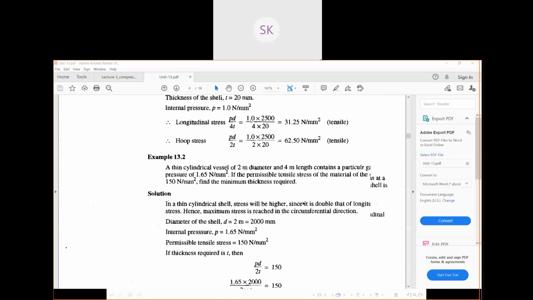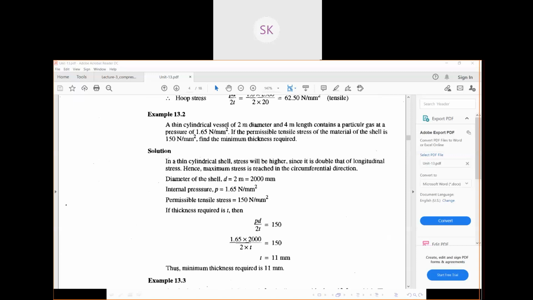Now see this one. They've asked: a thin cylinder vessel 2 meter in diameter, 4 meter in length. Diameter is given, length is given, contains a particular gas at a pressure P, which is also given to you. They have asked, if the permissible tensile stress of the material of the shell is given, permissible means that is your design. That means that cylinder can carry this much load only. So find the minimum thickness required.